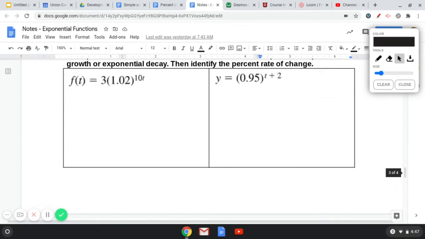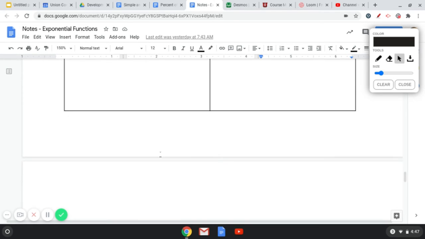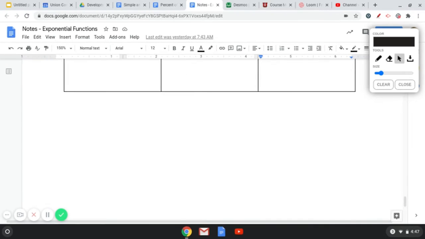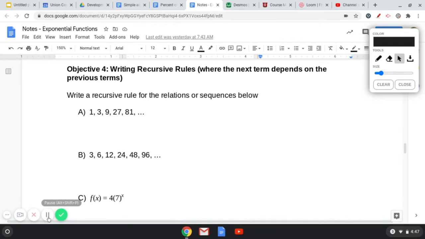All right. And then we've got 2 more example problems to determine if we're representing exponential growth or decay. So this is using our flexibility of exponents. And then we've got one last application problem, and then that's it for these notes. So let's go back up here and let's talk about writing recursive rules.